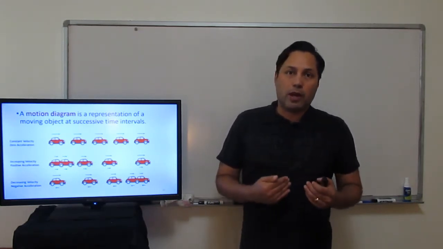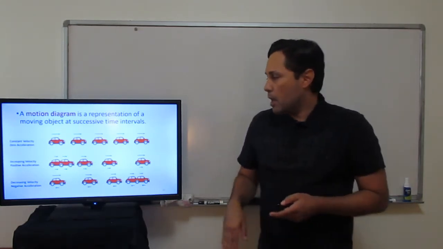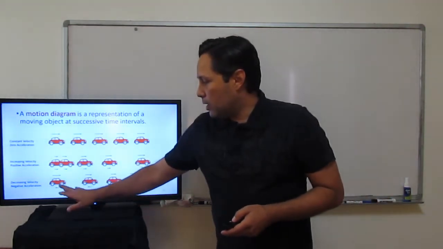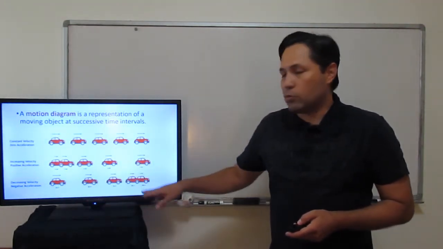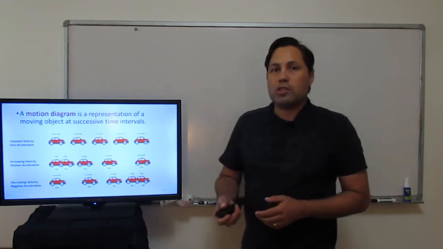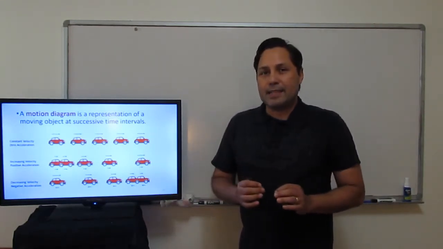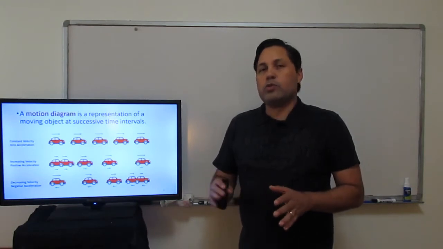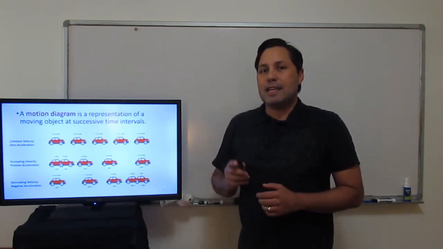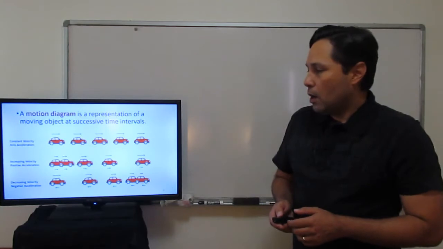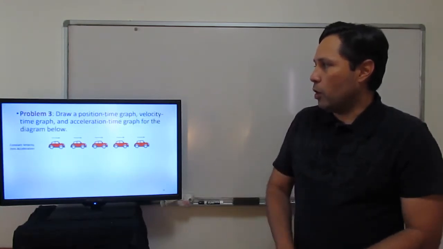So the velocity is going higher and higher and higher. The last one, the gaps between the vehicles are getting smaller and smaller. So you can say that car is slowing down, so it has negative acceleration. So we don't say deceleration, we have negative acceleration. Alright, so let's move on to our first problem.